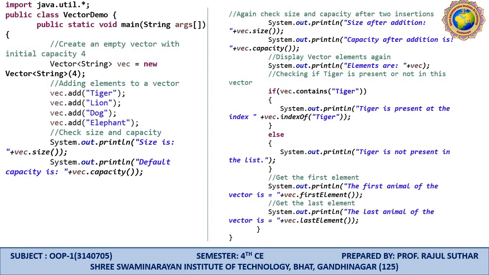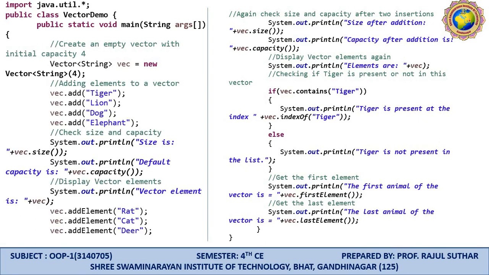This is the program for Vector. import java.util.*. The star covers all the import statements required by the program. Public class VectorDemo. public static void main(String[] args). This is the element we are adding in the vector. The initial capacity is 4 for Vector<String>. Vector<String> vec = new Vector<String>(4). These are the elements: tiger, lion, dog, and elephant.